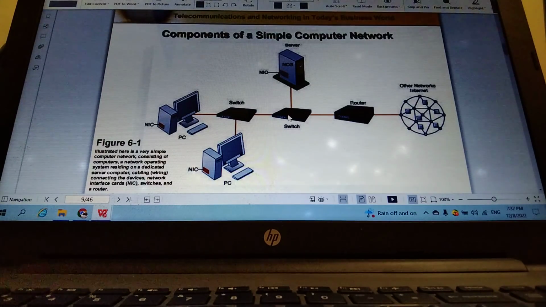If it is a big network, definitely you connect to the switch prior to connecting to the router. If you are at home, you might be connecting directly to the router and to the internet. And the server here is actually for a local area network. But if you are at home, you don't have a server at home; your server will be part of another network or over the internet. So this is basically a simple computer network in a company, which I'm very sure all of you are quite familiar with.